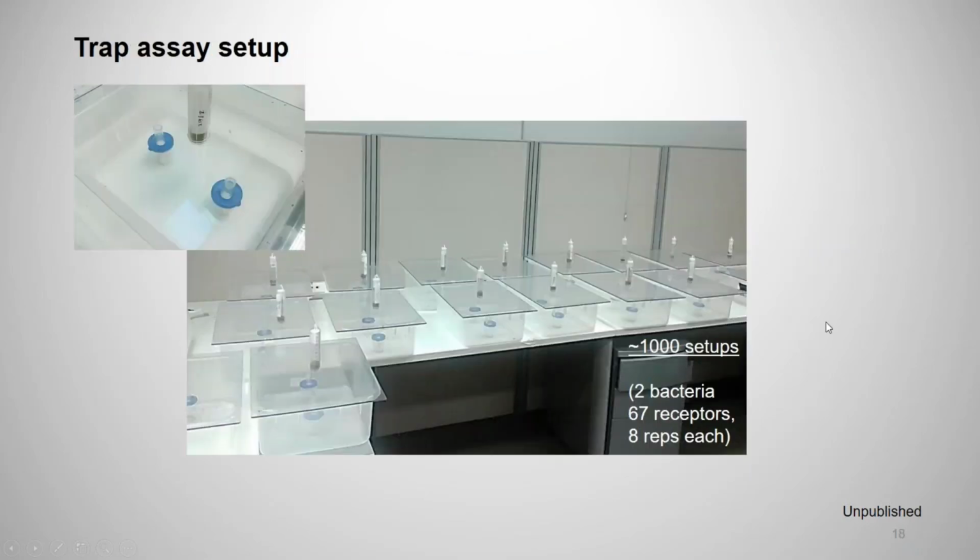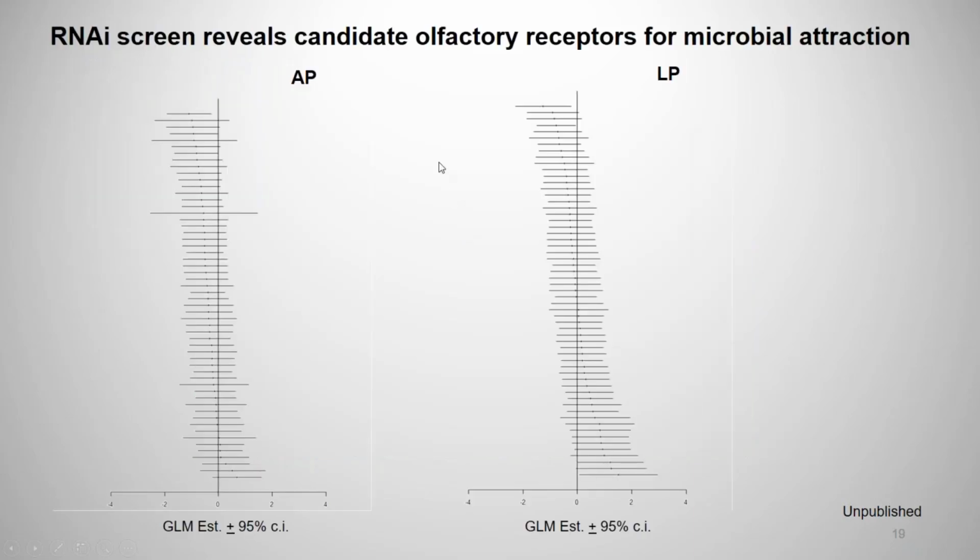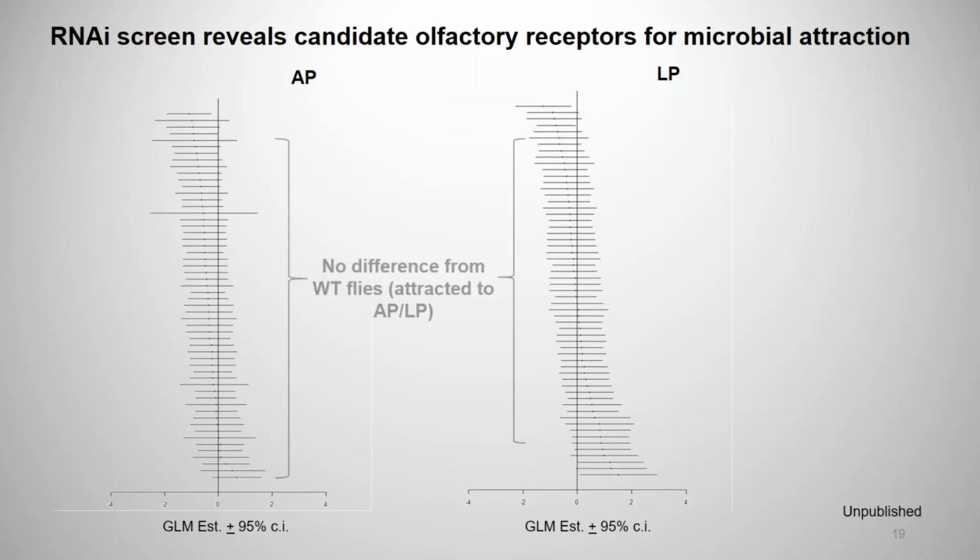Here is just a figure showing you what the setup was like. We have the flies put in a cage with two cups. One of them contains the Acetobacter with the medium, and the other is just a control without the Acetobacter, without the Lactobacillus. And we were able to observe how the flies enter the trap with the Acetobacter or Lactobacillus or without. And over the screen, we identified a number of receptors.